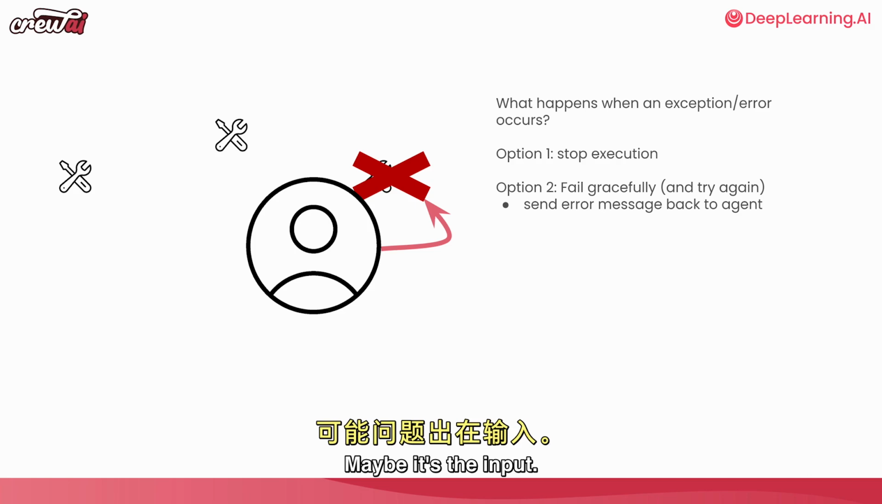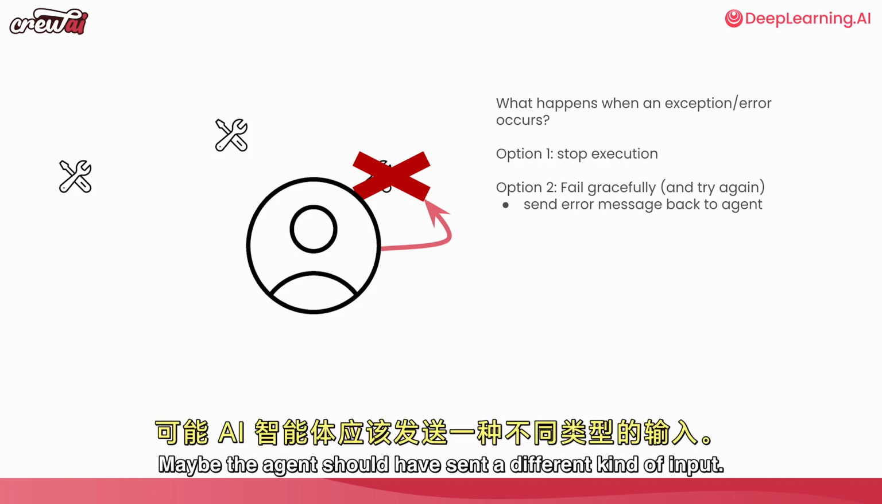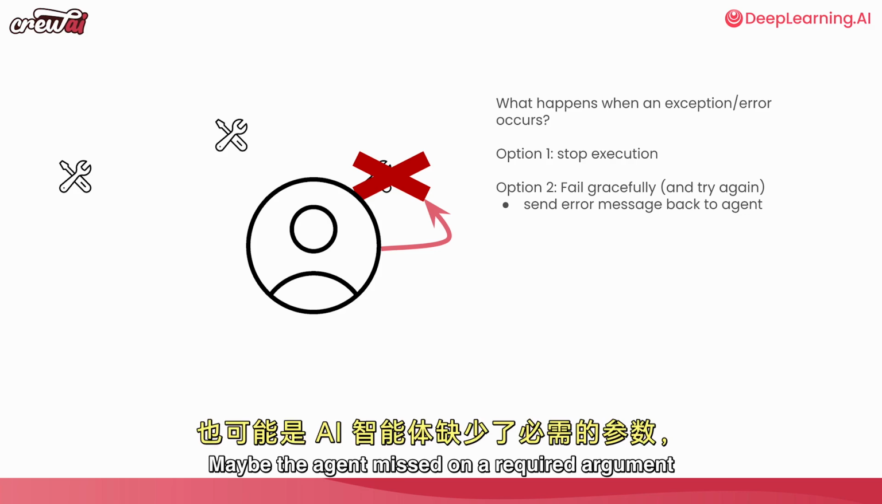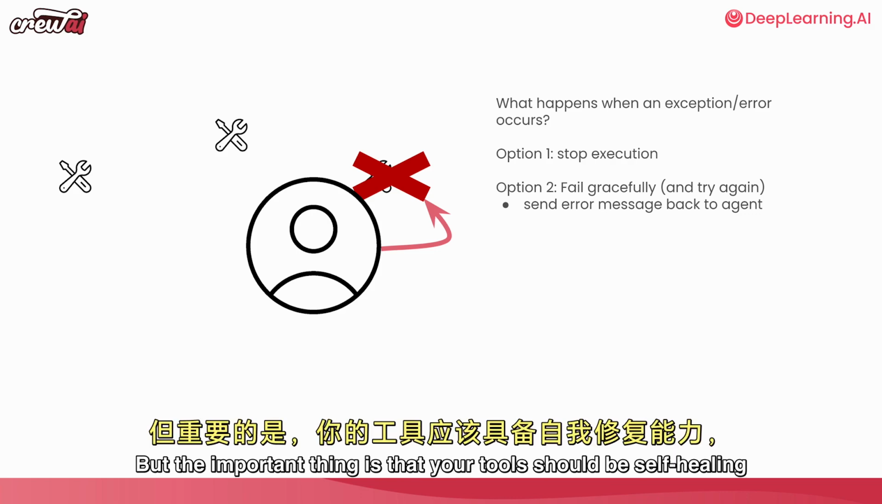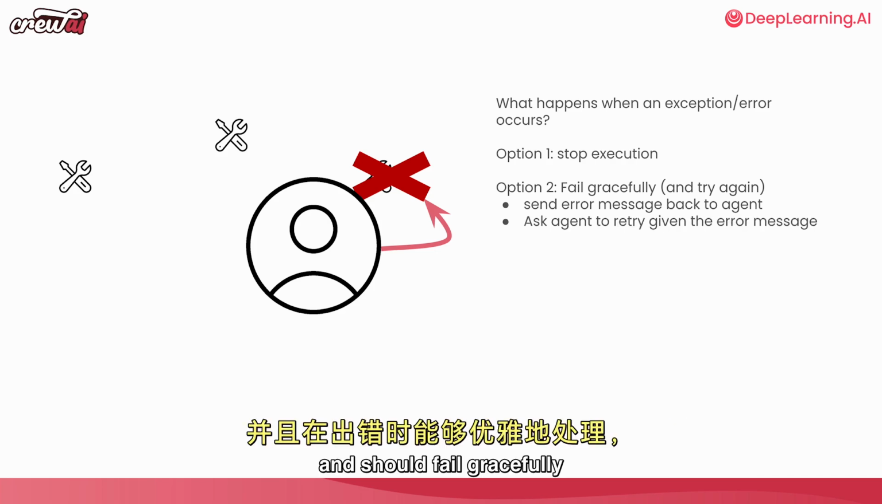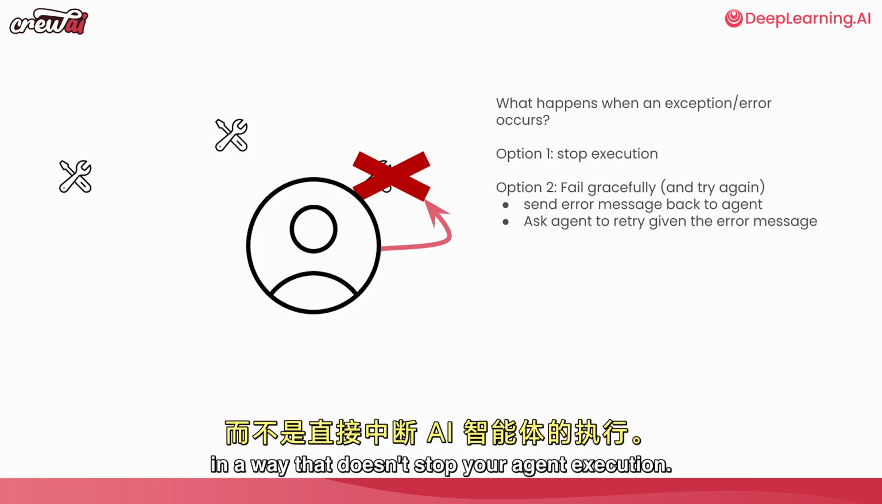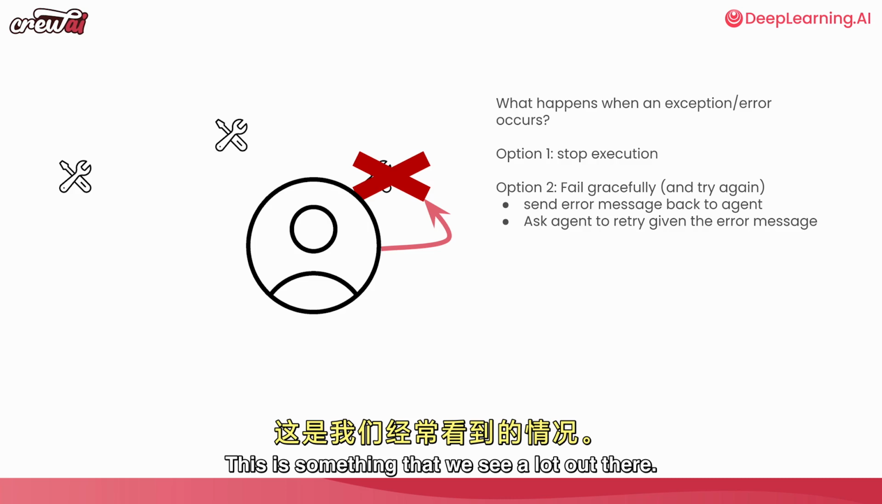Maybe it's the input. Maybe the agent should have sent a different kind of input. Maybe the agent missed a required argument. Or maybe there's just another problem. But the important thing is that your tools should be self-healing and should fail gracefully in a way that doesn't stop your agent execution. This is something that we see a lot out there.